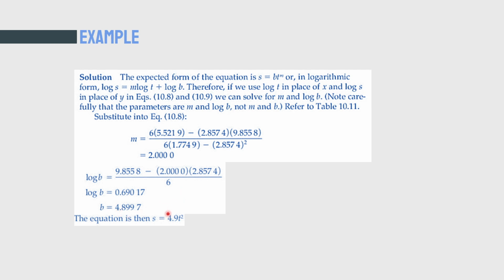So the equation would be s equals, we know the b, 4.899 multiplied by t to the power of m. How much is m? It's 2. And in this case, you found the linear regression equation that will fit that kind of data for your example.